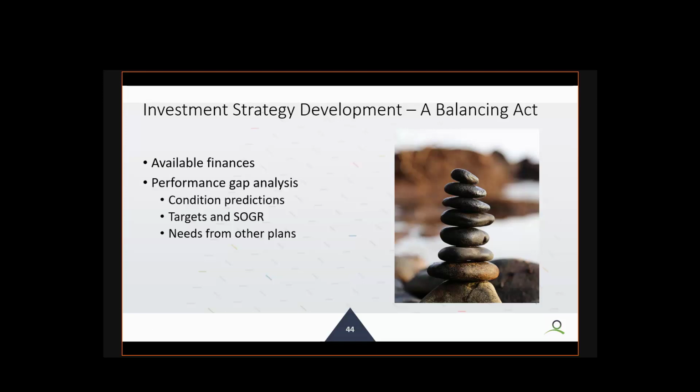I think you can go through and click a few more times down to risk analysis results. Sorry, thanks. It's a build slide. There is no easy button for developing an investment strategy.